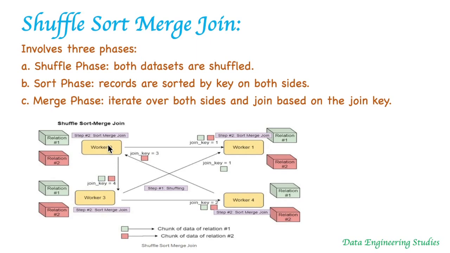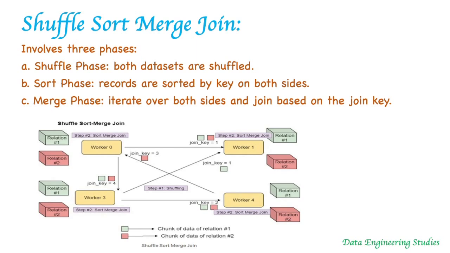In this diagram, we have 4 worker nodes and we have 2 sets of data represented in green and in the orange color. As part of the shuffle phase, both datasets are shuffled in all the executors. Next, both the datasets are sorted in each worker node. And as part of the merge phase, both the datasets are joined based on the join key. I hope you got a fair idea of shuffle sort merge join.